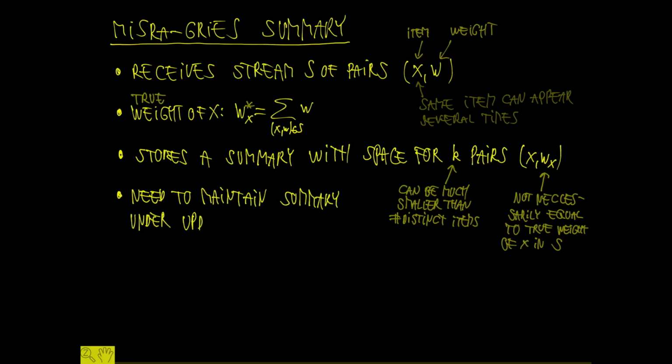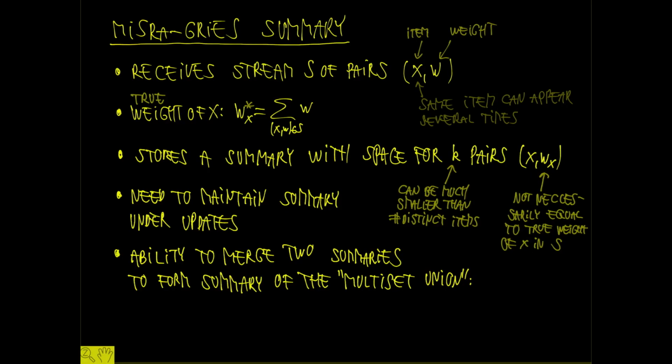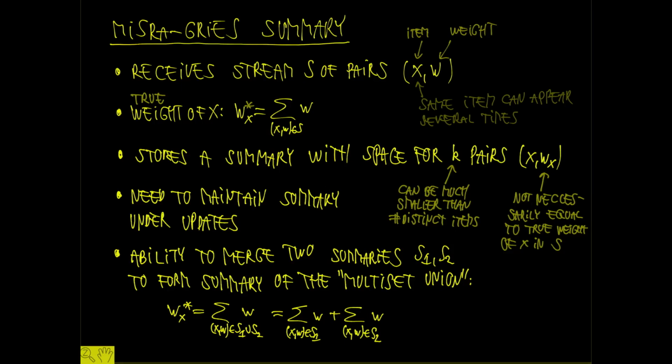We need to be able to maintain this summary under updates, that is, new elements in the stream. Also, we want the ability to merge two summaries into one of the same size. The merged summary should reflect the multiset union in the sense that the weight of each item should be the sum of the weights in the two summaries. So if the two summaries are S1 and S2, the true weight in the combined summary is simply the sum of the weights in the two summaries separately.